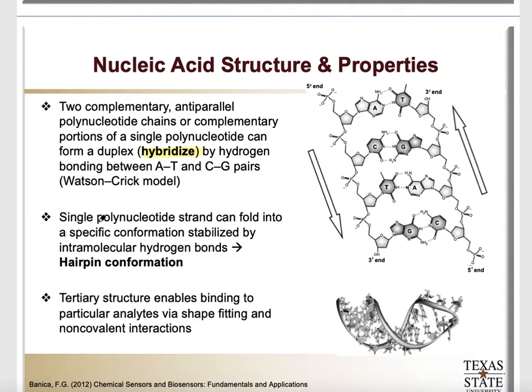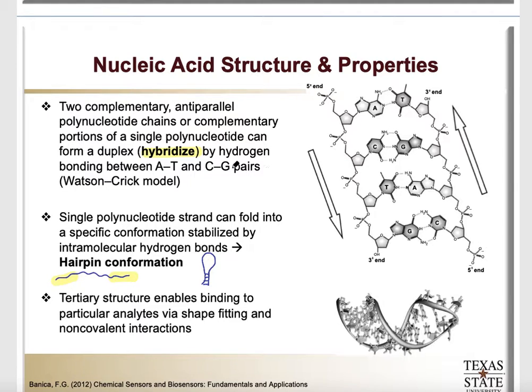Now, a single polynucleotide strand can fold into a specific conformation that is stabilized by intramolecular hydrogen bonds, and that's known as a hairpin configuration. What I mean by that is that you could have a polynucleotide, something like this, but if there's some complementarity between this end and this end, for example, that nucleic acid can fold into something like this, where now we're going to have hybridization between those ends that are complementary. And that right there is known as a hairpin conformation because of the shape that we end up with.